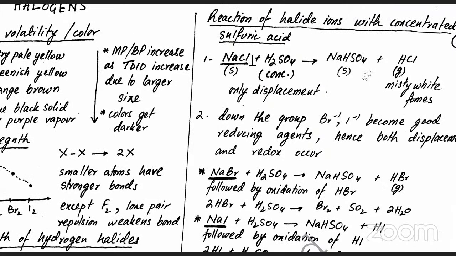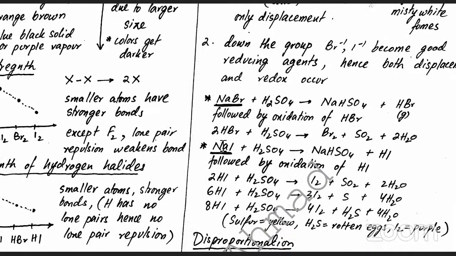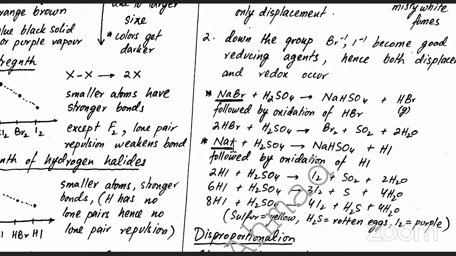The first one does not undergo any redox because Cl- does not like to lose electrons. It's a small ion. It attracts electrons very strongly. So Cl- never loses electrons. It's going to have a displacement reaction, that's it. But when you go down the group, Br- and I-, they really like to lose electrons, which is why you get a redox reaction. And he's talking about I-, so you get a redox reaction. I- gets oxidized. It turns into iodine, and the sulfur gets reduced and turns into sulfur dioxide or sulfur or H2S.